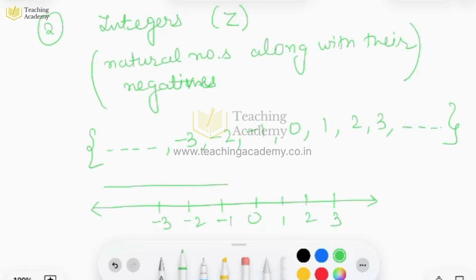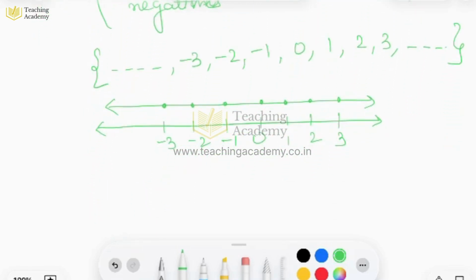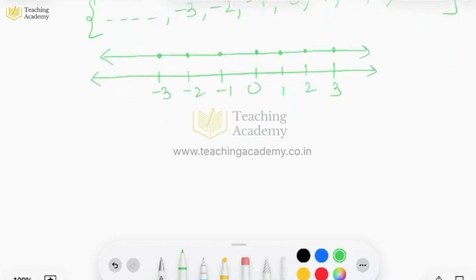So it is going to start from here to here, all of these numbers. But these are basically the numbers which are at a certain distance. I mean, we are not going to count it as 1.5. That's not going to be an integer. These are basically purely the natural numbers, which are not going to be in decimal form or the fractional forms.